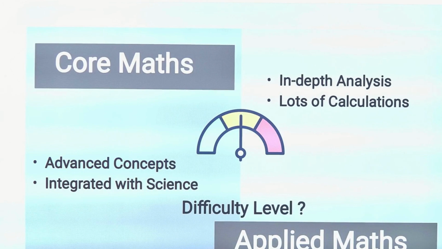Now when we look at the difficulty level of both the subjects, core maths includes advanced concepts. It is integrated with science, physics and chemistry. Physics uses lots of core maths concepts, especially vector algebra and differentiation or even 3D geometry. Whereas applied maths involves in-depth analysis for lots of calculations. There are lots of calculations, trust me, lots of calculations in applied maths. So if you are good with calculating numbers, in applied maths you will not face any issues. So basically both are equally difficult, I will say, but their applicability is different.